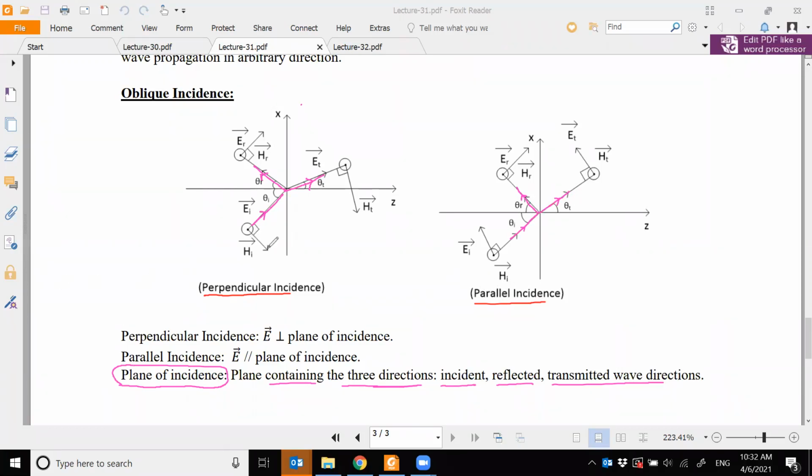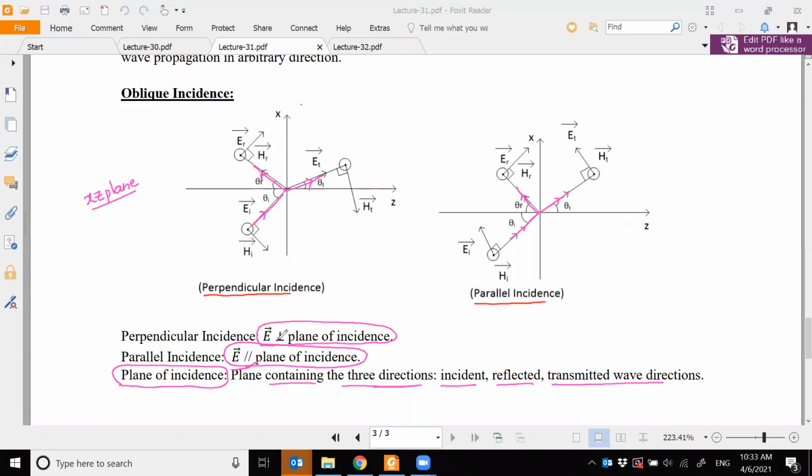Now, with respect to the plane of incidence, which is our XZ plane, we define what is called perpendicular incidence, and we define what is called parallel incidence. So what is perpendicular incidence? When my electric field is perpendicular to the plane of incidence. That is, my electric field must be perpendicular to the XZ plane. Then it is called the perpendicular incidence. And when my electric field is parallel to the plane of incidence, then it is called the parallel incidence.